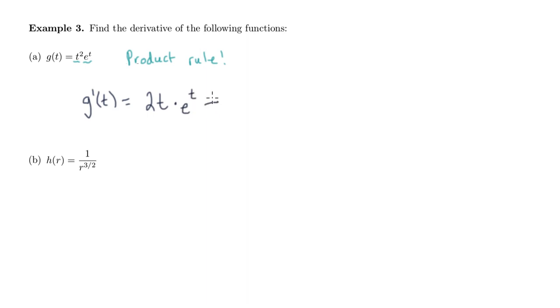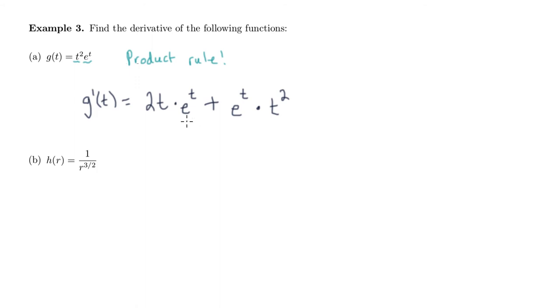Then you add. Okay, so I took the derivative of t squared first. Now I'm going to take the derivative of e to the t. Well, that's just e to the t, and then times the other function, t squared. So it's the derivative of the first times the second, plus the derivative of the second times the first. And that's it. And notice I'm not even going to simplify for right now.